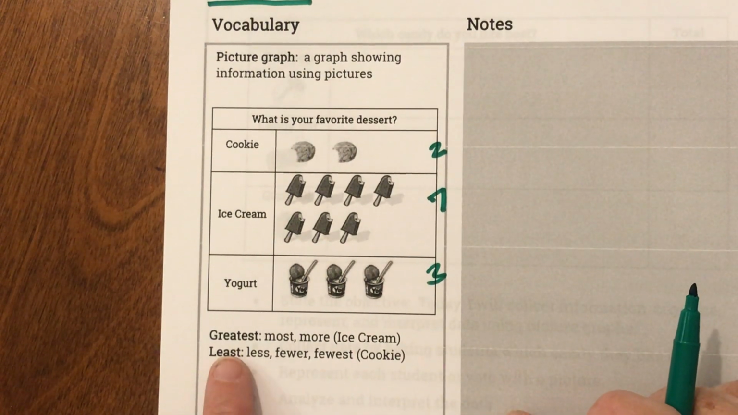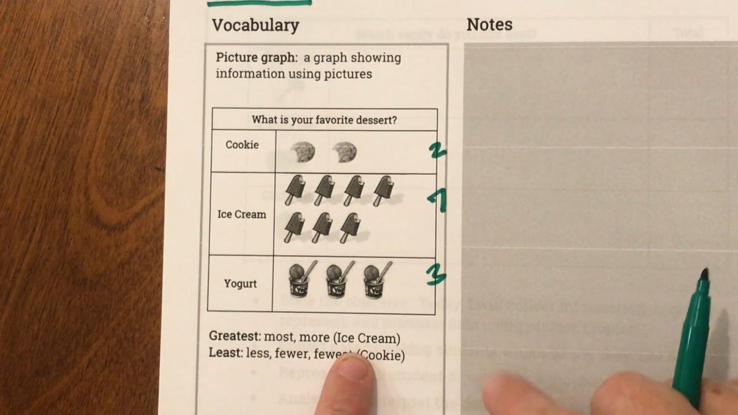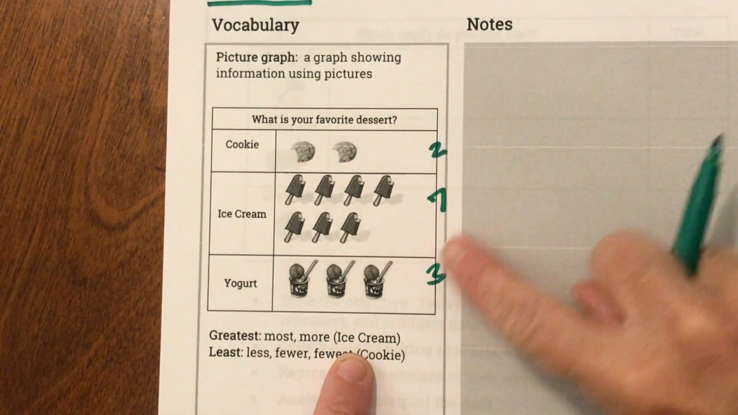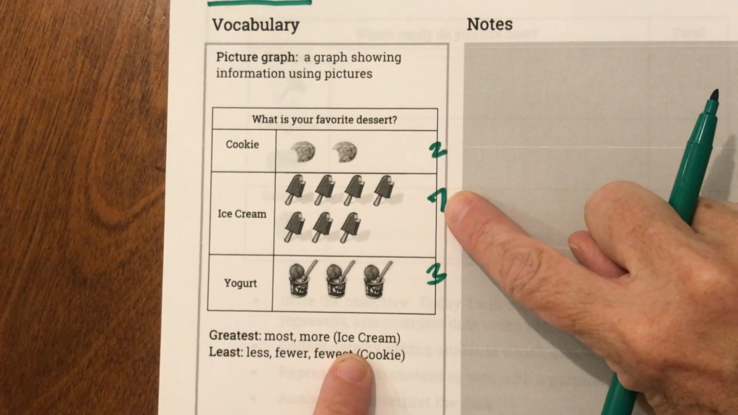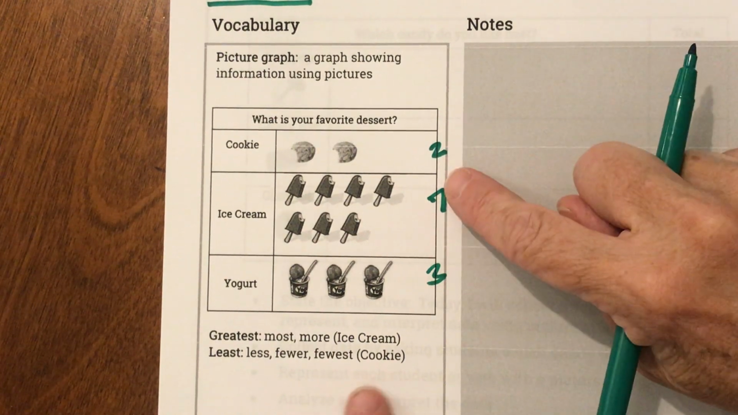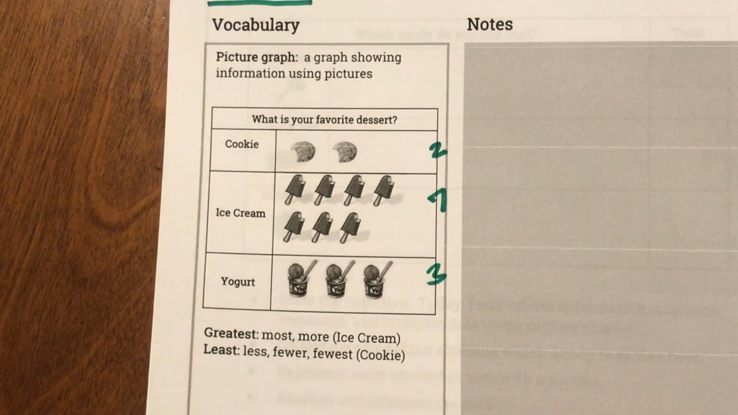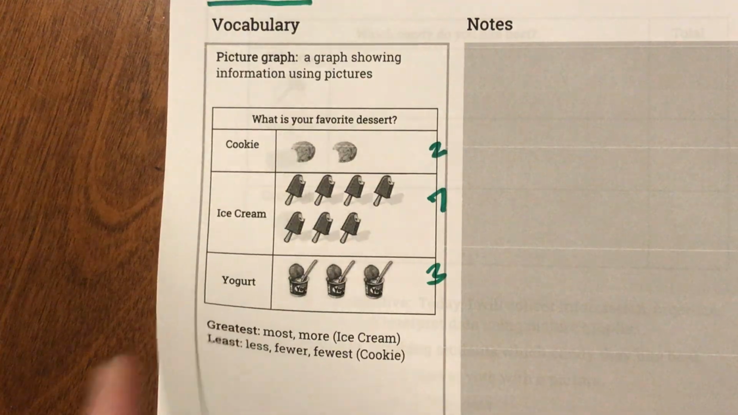Okay, we also see the word greatest. Greatest means most or more. And they say ice cream because the greatest number here was the ice cream. And then least means less, fewer, or fewest, which is the cookie. The fewest people chose cookie. Okay, so boys and girls, I'm going to do a couple of these to give you some idea of how to do them.